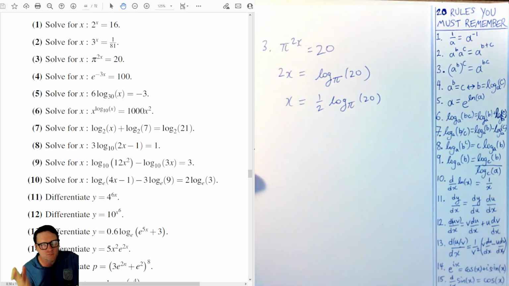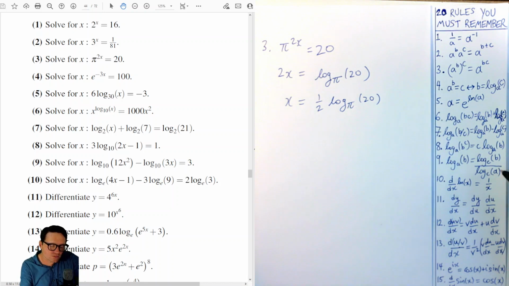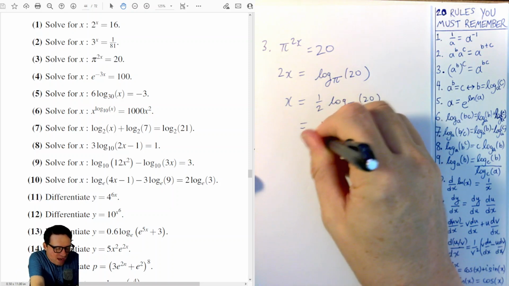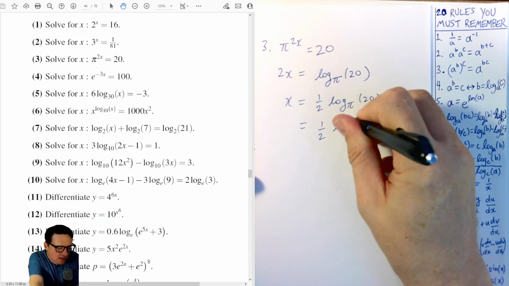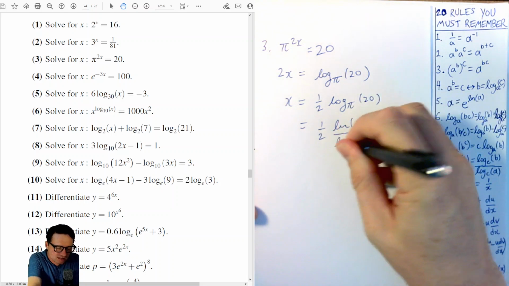And this is our answer, but we could make this look in a more conventional way, right? Because remember, you don't have a log to base pi button on most scientific calculators. And so let's put this in a more conventional way using another log rule. So which one is it? Rule number 9. Now let's change this to a natural log. So we have 1/2 ln of 20, or log to base e of 20 over ln of pi.